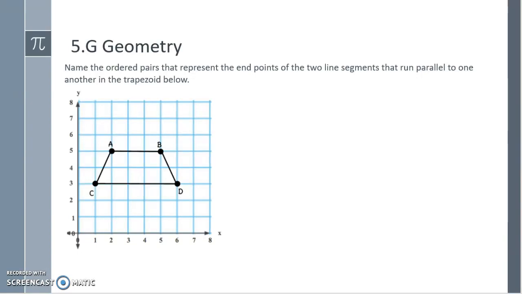Name the ordered pairs that represent the endpoints of the two line segments that run parallel to one another in the trapezoid. Remember that parallel lines are equal distance from each other and never touch. So line segment AB, from point (2, 5) to point (5, 5), is parallel to line segment CD, the point (1, 3) to the point (6, 3).